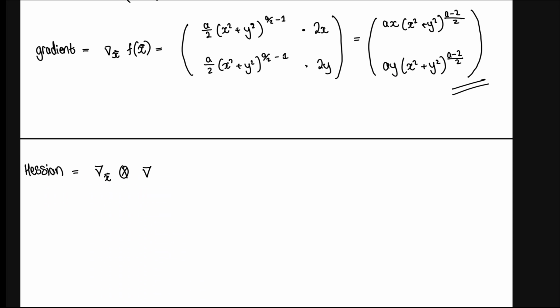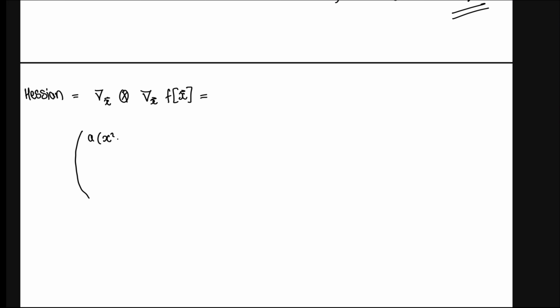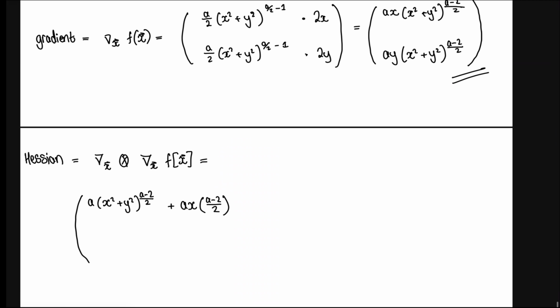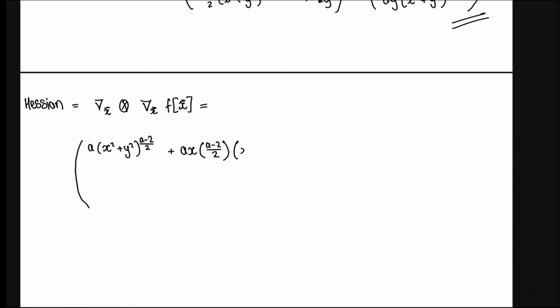We will find the second derivatives of these two expressions. So differentiating this with respect to x gives us a times x squared plus y squared to the power of (a minus 2) over 2, plus ax times (a minus 2) over 2. So that's me timesing by the power, and in brackets x squared plus y squared, minus 1 from the power will give us (a minus 4) divided by 2, multiplied by the derivative of the bracket, which is just 2x.